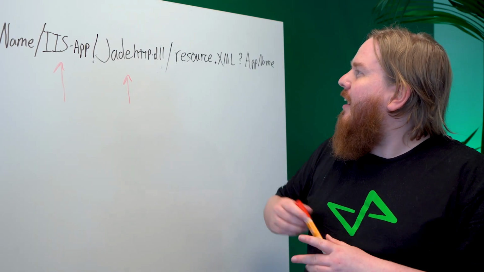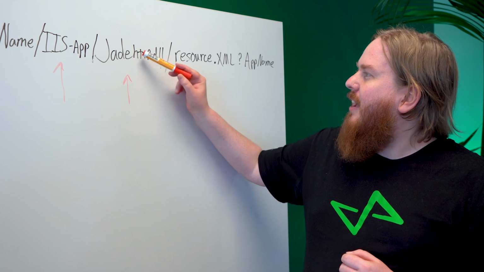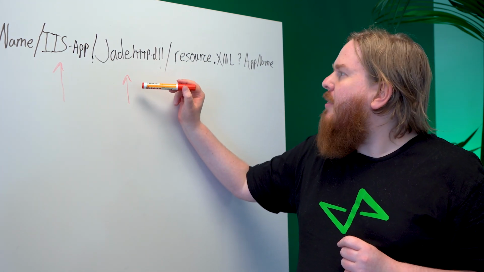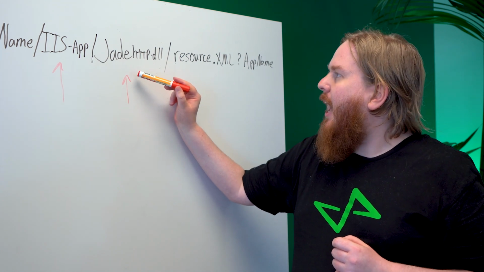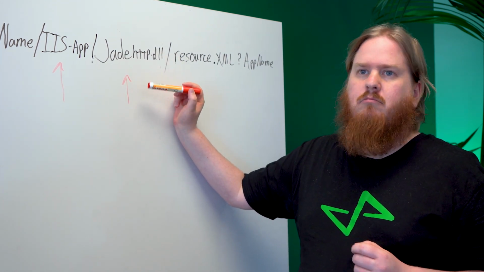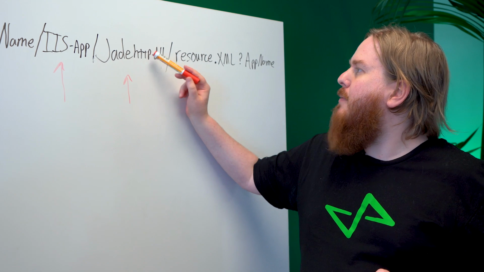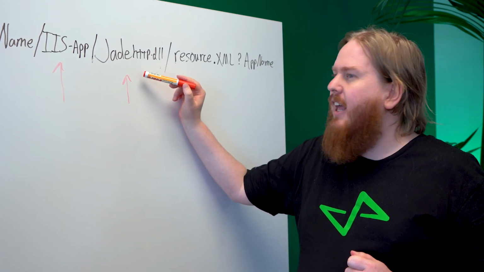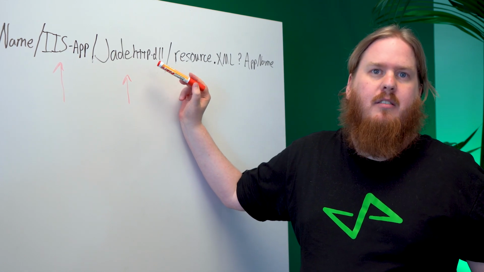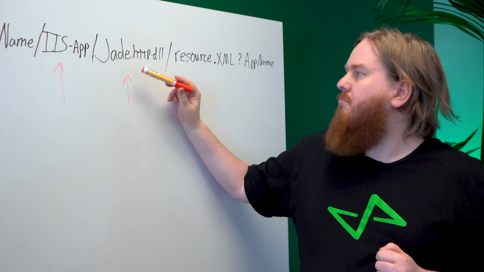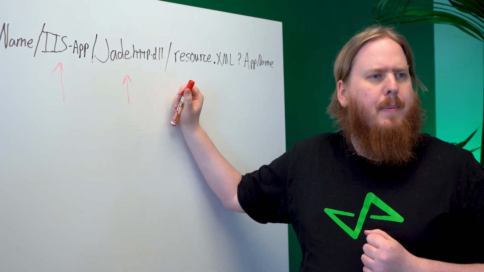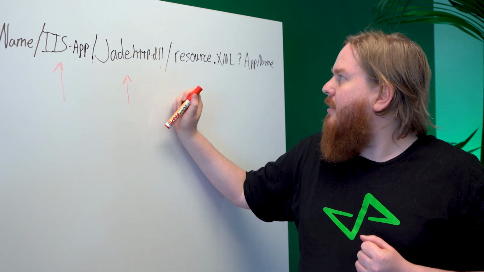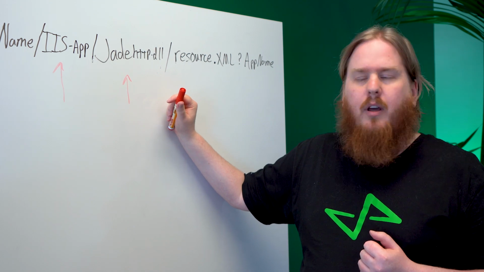Now, there is a handler mapping called ISAPI that determines where to send things, and you can put whatever rule or whatever name you want in there. By default, it's going to be star.dll, and it's going to send whatever ends in DLL to the Jade HTTP DLL you set up. You don't actually have to keep that as the default of star.dll. You can change that to whatever you like.